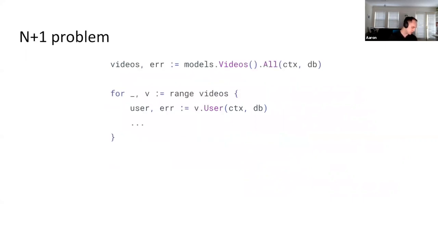Okay, so on to one of the famous ORM problems, the n+1 problem. Now, of course, you can do this in the standard library as well. You can do it with anything, but in particular, ORMs try and solve this problem. Does anyone know how many queries this code would produce if we had 100 videos?